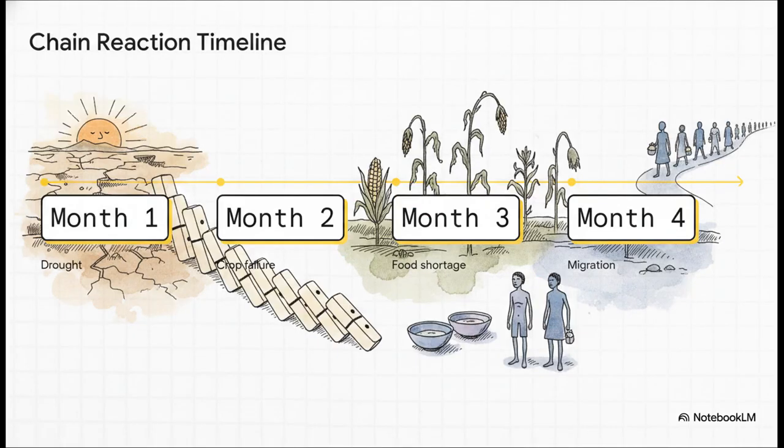Tracing a timeline really reveals how this all works in practice. Month 1 brings a drought. That directly causes month 2's crop failure. Now, the crop failure is an effect, right? But it immediately becomes the cause of month 3's food shortage, which in turn causes month 4's mass migration. This is exactly how sophisticated reading works, tracking how one single event ripples through an entire narrative.